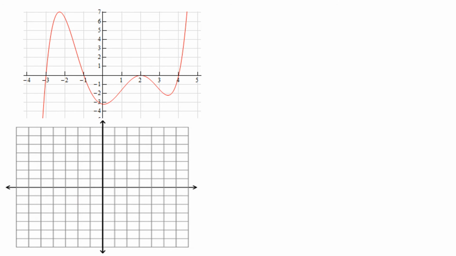Keeping in mind the same idea, if this is the graph of the function and you have to sketch the graph for the derivative, how would you graph it? The first thing you have to find is the inflection points. And what are inflection points?